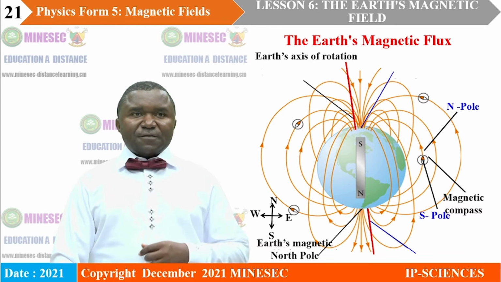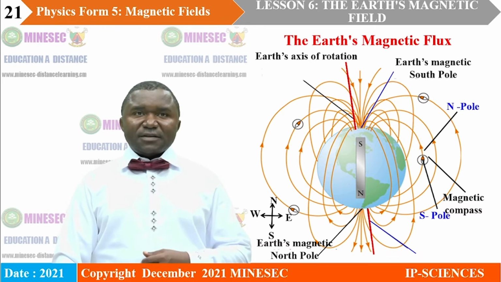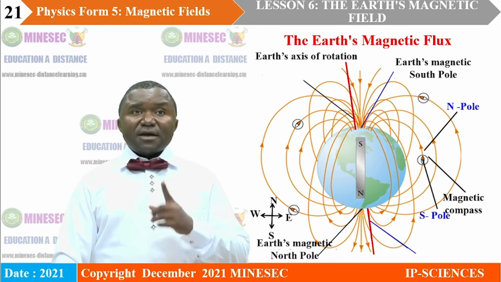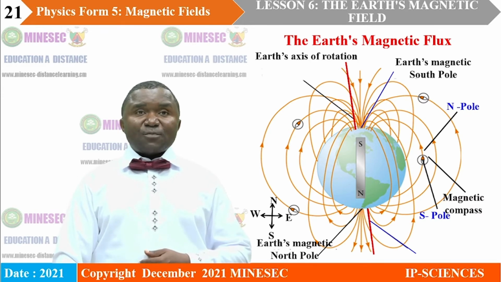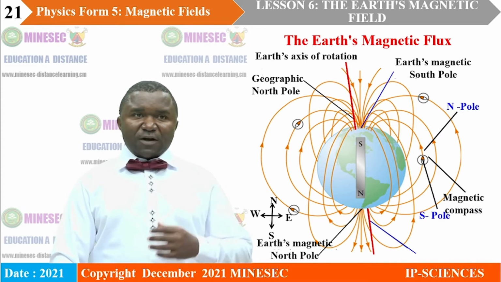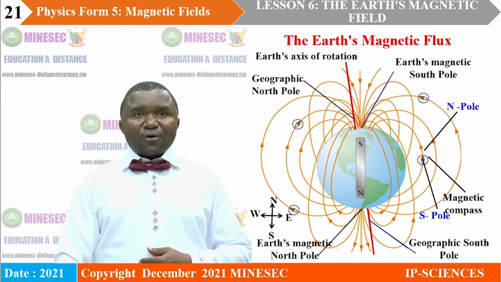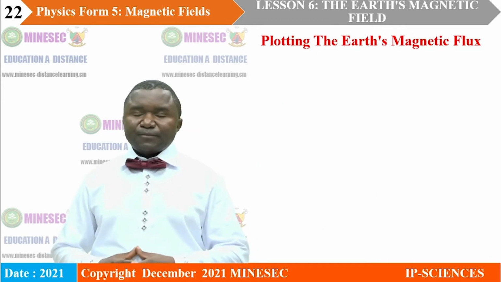So the geographic North, the magnetic North Pole is in the southern hemisphere, while the magnetic South Pole is in the northern hemisphere. And we have the geographic North and geographic South Poles according to our cardinal points.